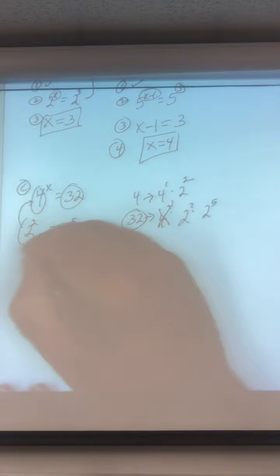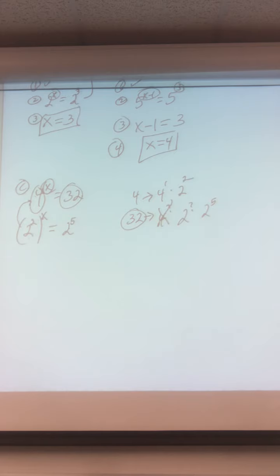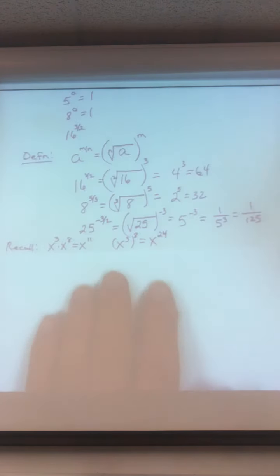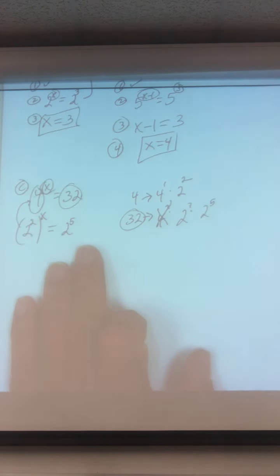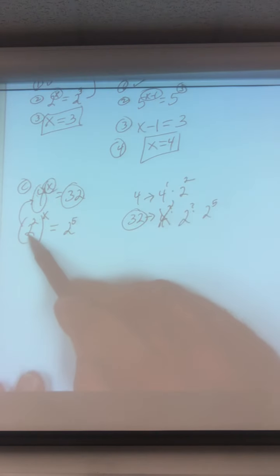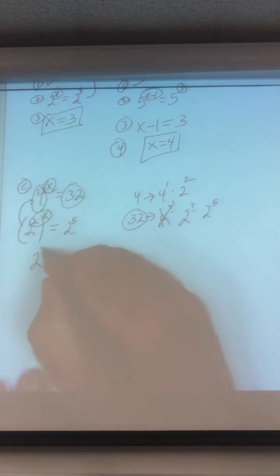But you cannot throw the x away. It's still up here. So put it back. Now let me flip back. What did we say when you take something to a power to a power? What do you do to those two powers? You multiply them. Well, in this problem, you have 2 to a power to a power. So we're going to multiply those two together.